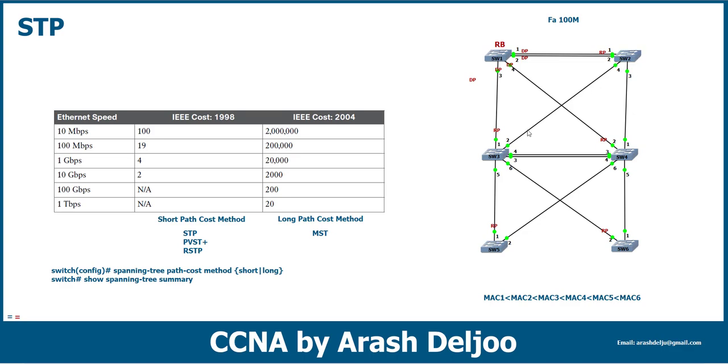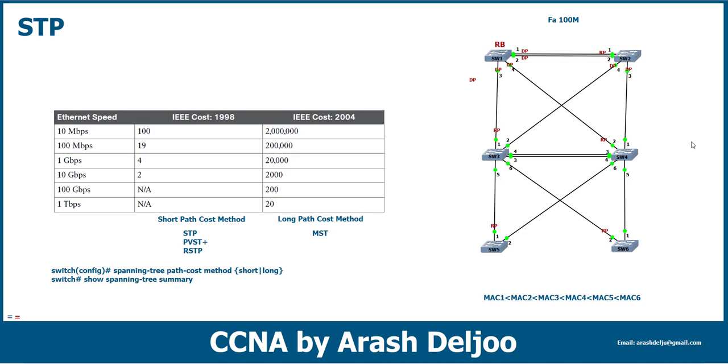For example, in the link between switch 2 and 3 we have the same cost for both ends of the link to the root bridge, but switch 2 has a lower bridge ID than switch 3. Because of that, port 4 of switch 2 is the designated port. Again, between switch 2 and switch 4, they have the same cost to the root bridge, but switch 2 has the lower bridge ID, and because of the first tiebreaker, we can say port 3 of switch 2 is the designated port.